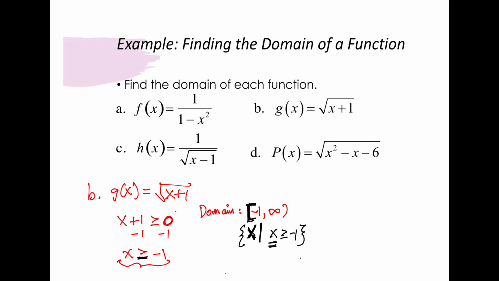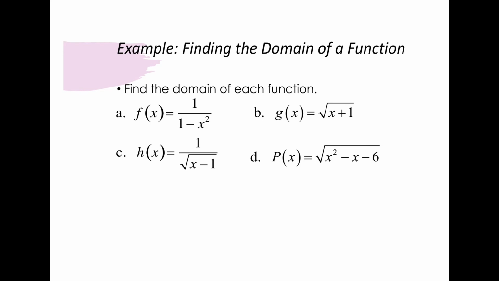Okay, let's go on to C now. We're throwing a little bit of a curveball in that we have a square root, but that square root is also in a denominator, so it also can't be 0. It's a little bit different than what we had for g. It's a different expression. It's x minus 1. So how does this change?